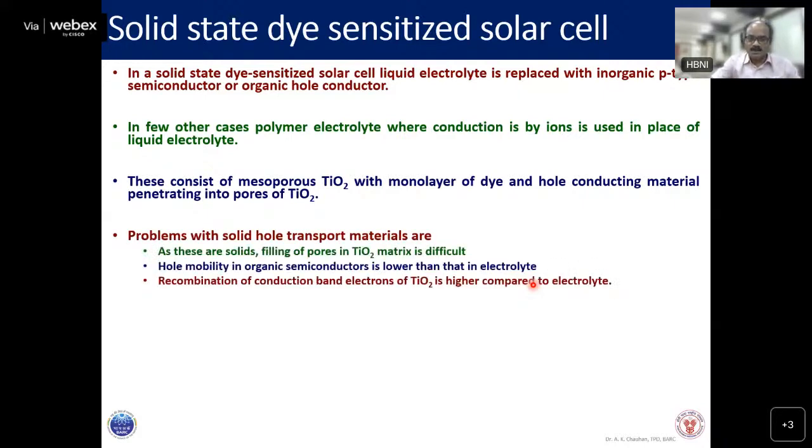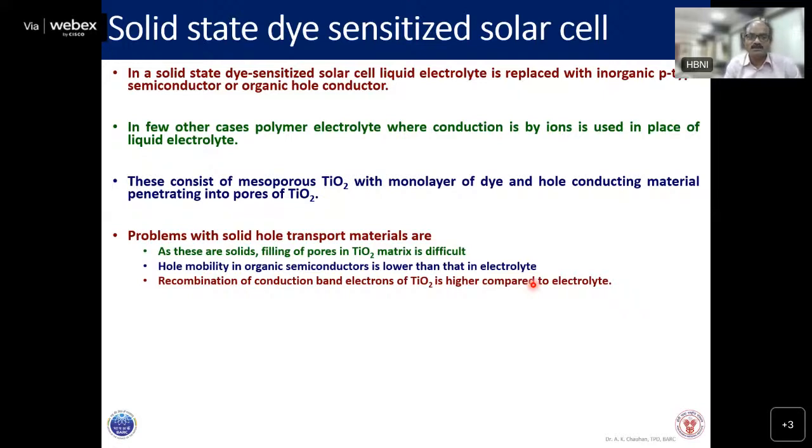So the problems with solid state dye cells: this HTL material is solid. It is very difficult to fill inside the pores, because in case of dye, it was very easy because it was liquid. Once you put a photoanode inside the solution of dye, the dye automatically reaches everywhere to deposit. But if you have a solid hole transport material, how will you put it inside pores? That is one of the big issues.